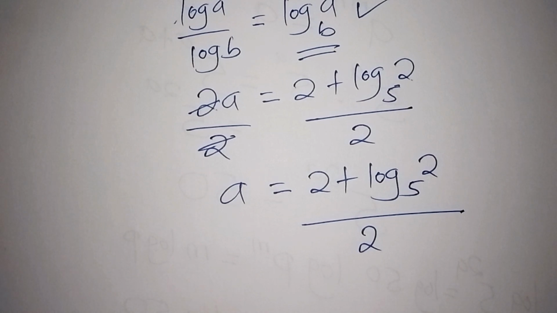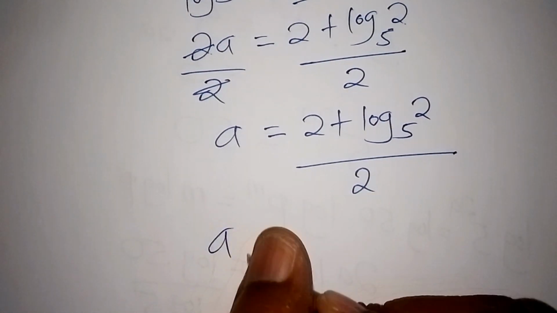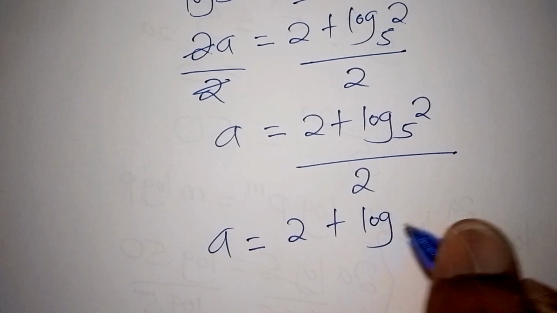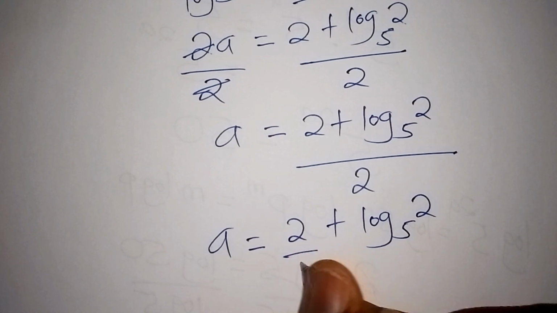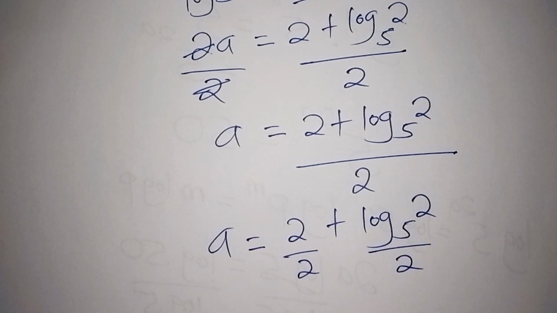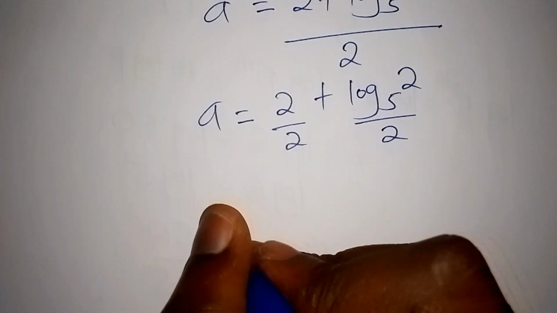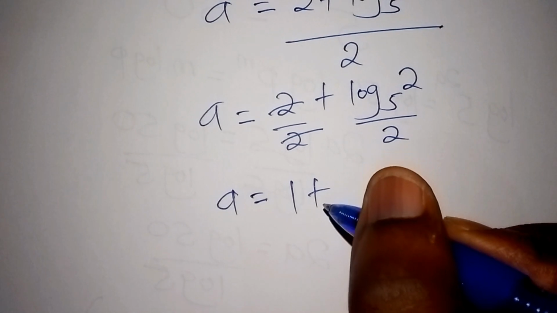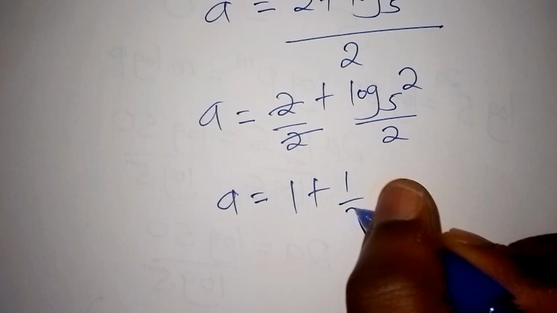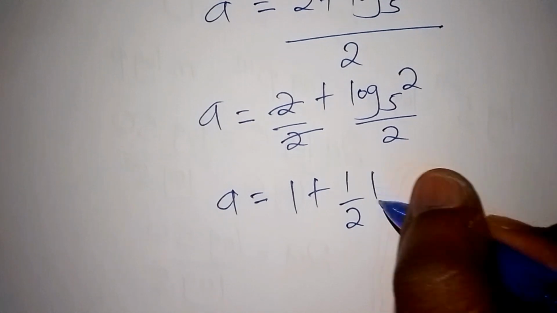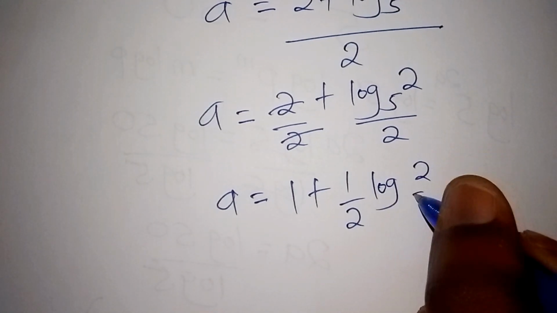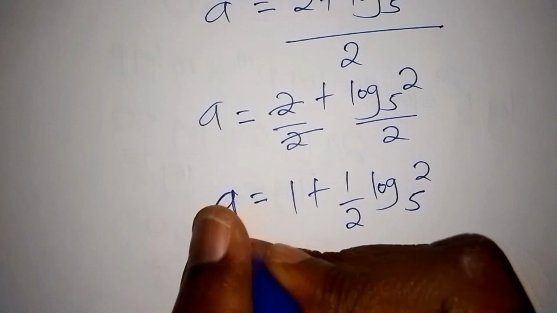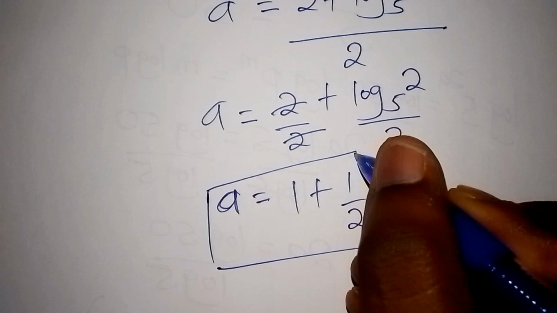So in our next step, we shall conclude by saying that our value for a is equals to 2 then plus the log of 2 to the base of 5, then we divide all of them by this 2 here. So now our a is equals to, so 2 by 2 shall cancel, so we shall have 1 plus, so this one now shall be a half, so we shall have a half the log of 2 to the base of 5. So that one now shall be our value for a. So this one now shall be our correct answer.